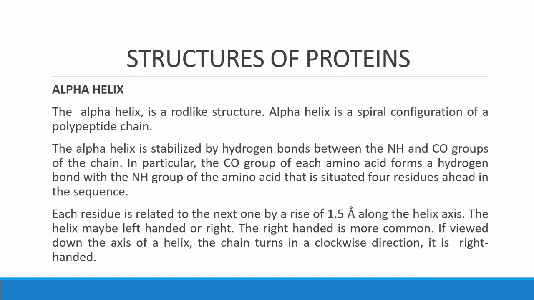The right-handed helix is clockwise when viewed down the axis of the helix, and the left-handed is counterclockwise when viewed down the axis of the helix. The right-handed is more common in proteins. Essentially all alpha helices found in proteins are right-handed. So the right-handed alpha helix is seen more in proteins than the left-handed helix.